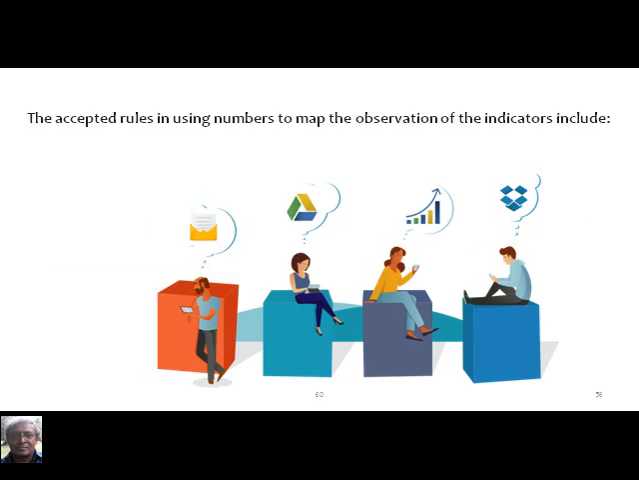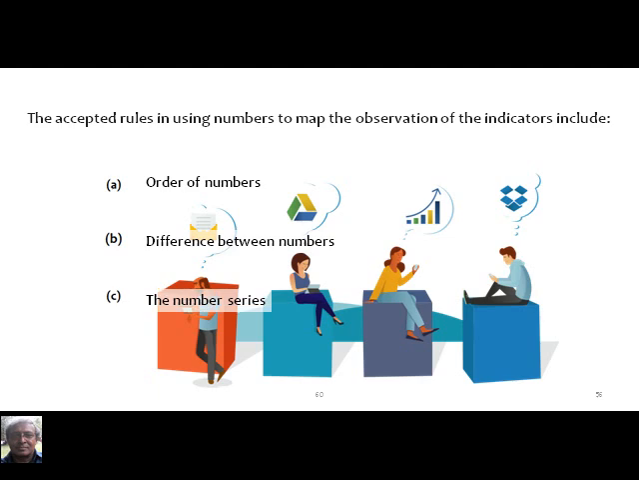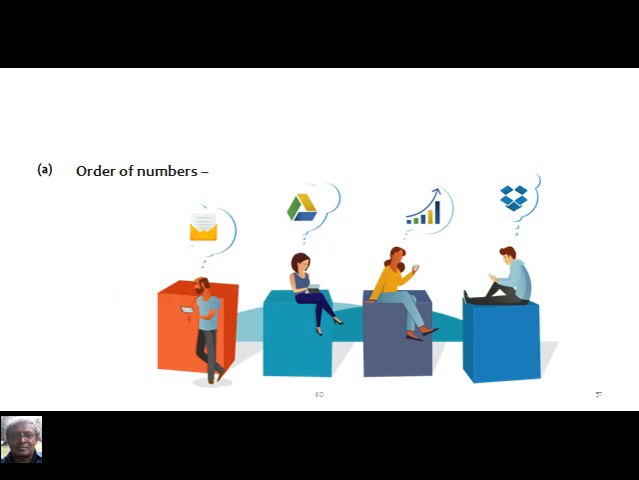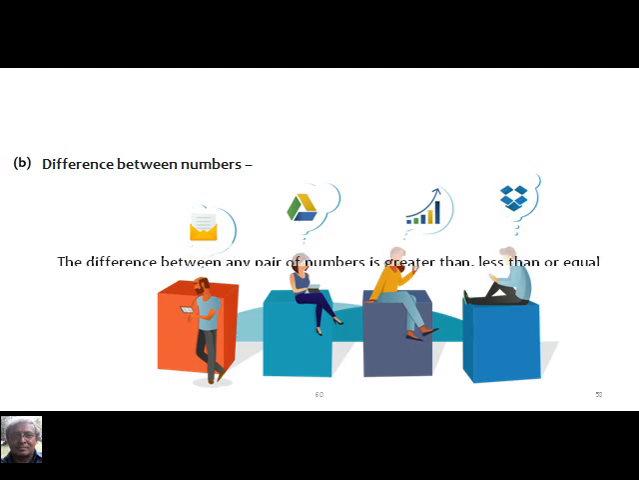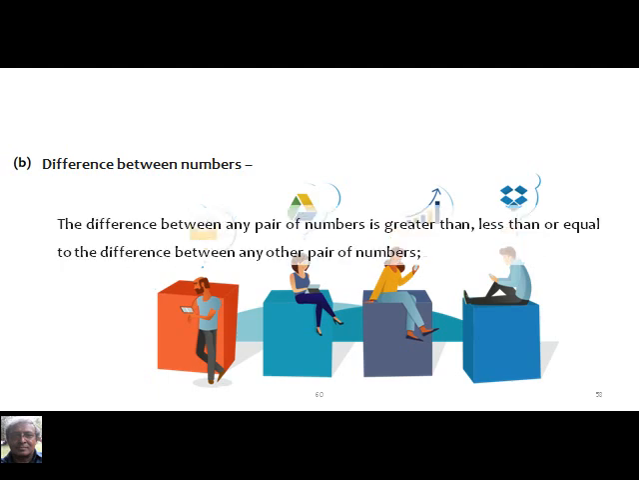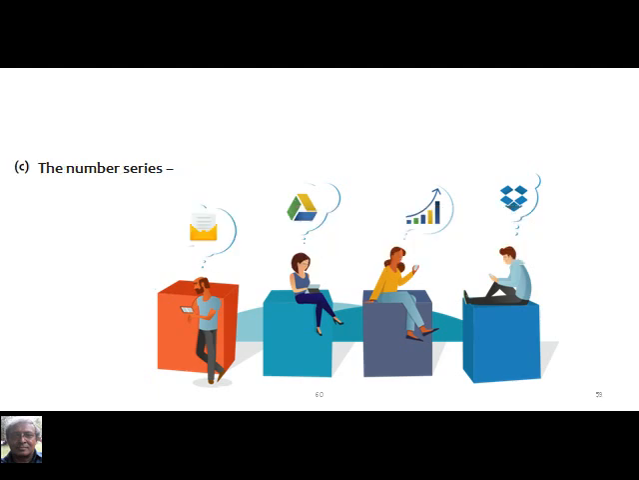The accepted rules in using numbers to map the observation of the indicators include order of numbers, difference between numbers, and the number series. Order of numbers: one number is greater than, less than or equal to another number. Difference between numbers: the difference between any pair of numbers is greater than, less than or equal to the difference between any other pair of numbers. And the number series has a unique origin indicated by the number 0.